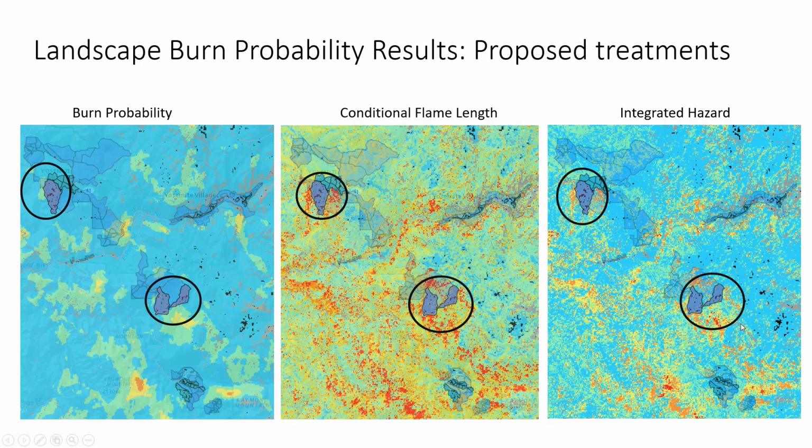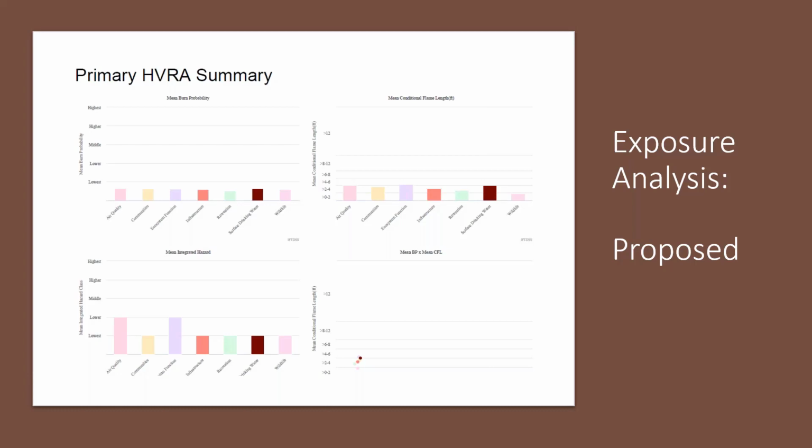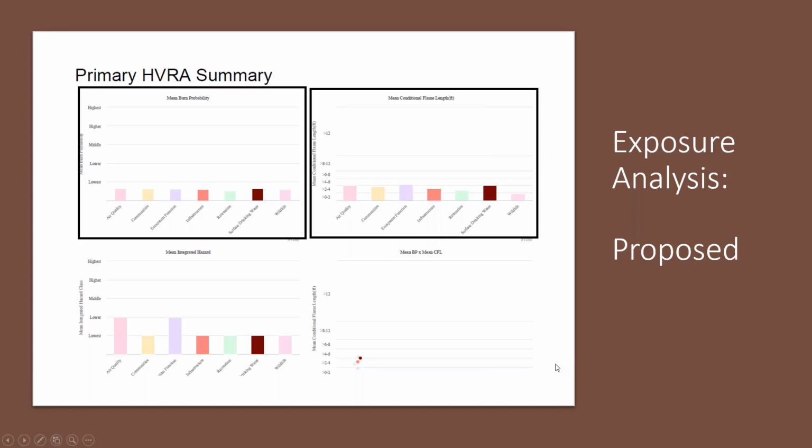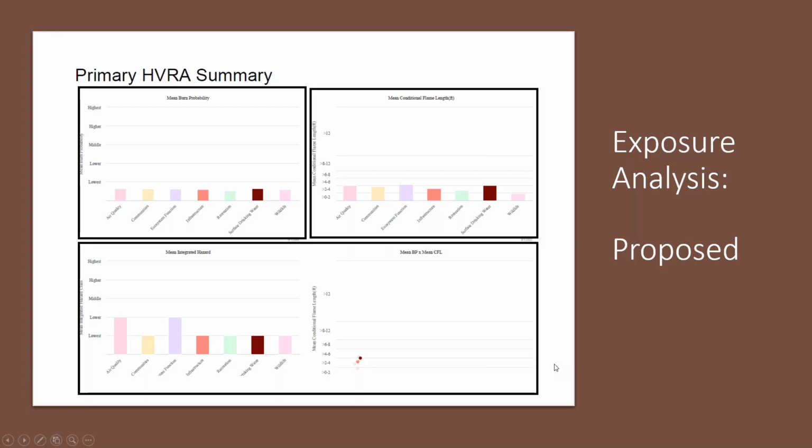So again, to recap, I applied the 2022 treatment to the landscape, and then I applied these proposed treatments, which gave me these results. Again, we're looking at the same outputs, but they're a little bit different here. You're looking at your mean burn probability, conditional flame length, and the hazard. But here, the difference is they all rank in the lower classes, and the conditional flame lengths range from 2 to 4 foot flame length. So there was a bit of reduction.